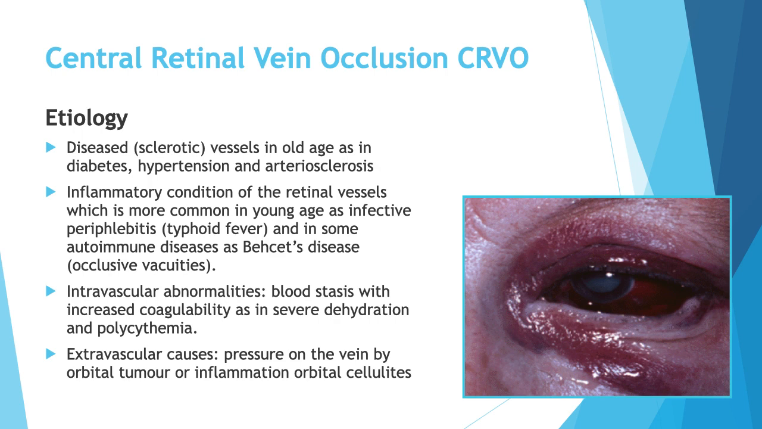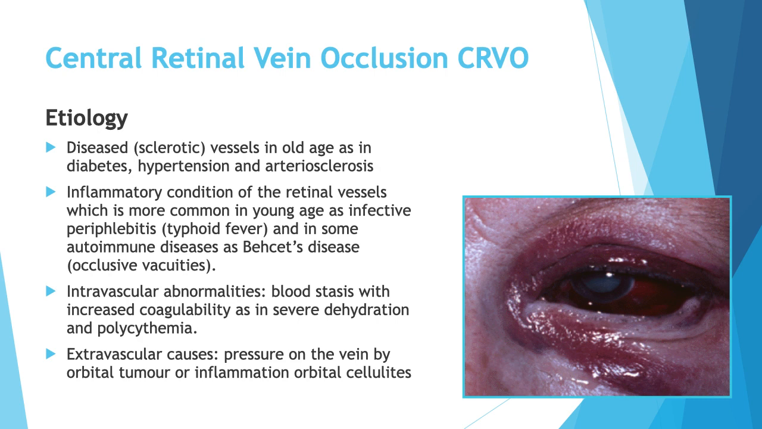The third thing is intravascular abnormality, blood stasis with increased coagulability, as seen in severe dehydration and polycythemia. That's why it's very common to find the patient presenting with central retinal vein occlusion while doing some exercises, losing some water and dehydrating, and not drinking much. Also, it can happen at night because of the stagnation of blood and the thrombus formation ability.